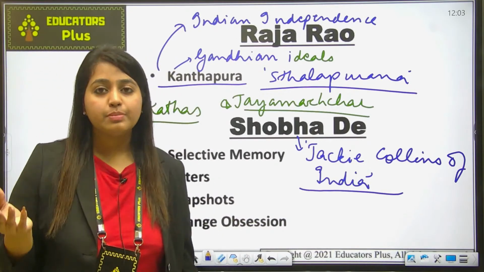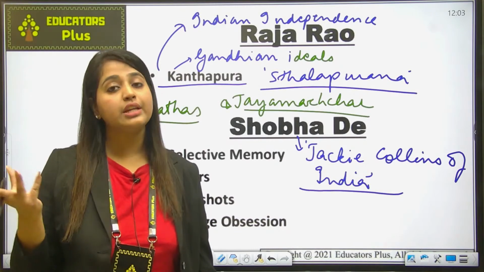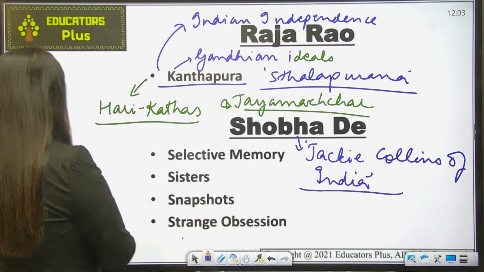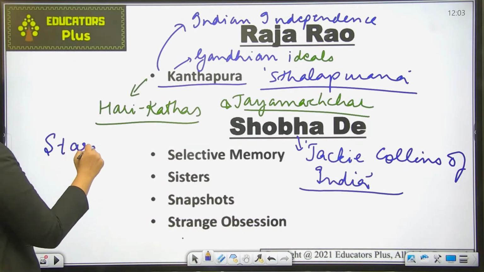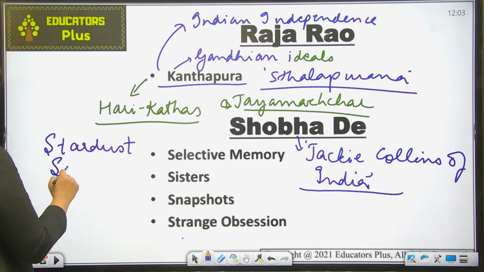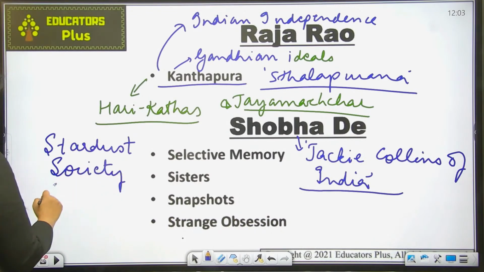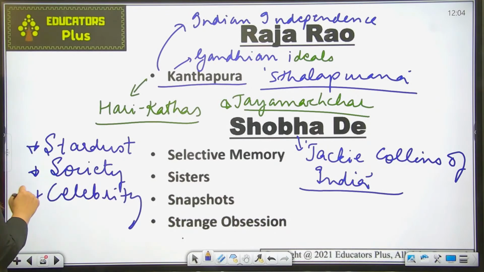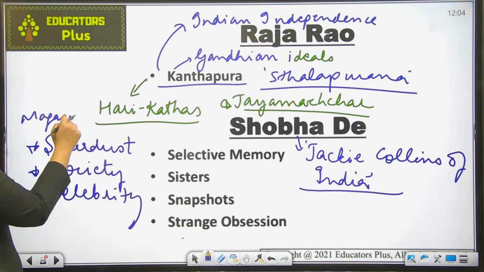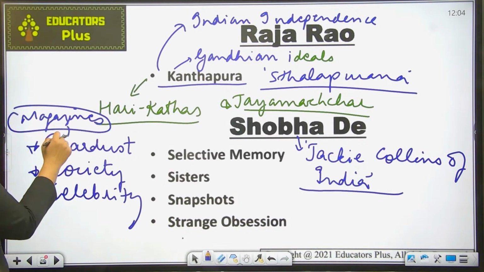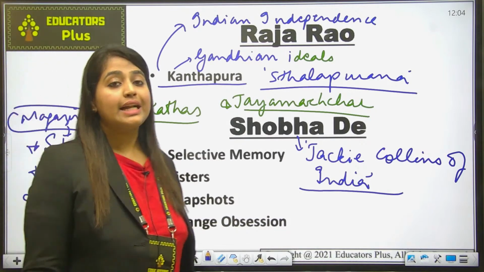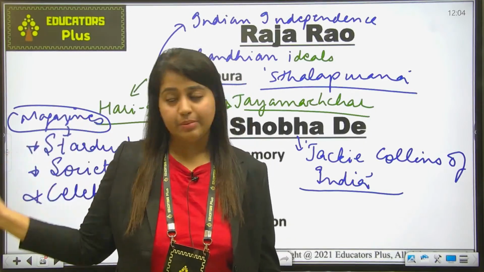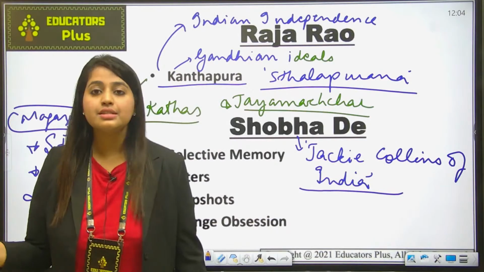And she has basically founded 3 magazines. And what was the name of these magazines? Stardust, Society and Celebrity. Okay, so these are her very important magazines that are famous by Shobha Day, that is Stardust magazine, Society magazine and the Celebrity one. Please remember the names of these magazines.